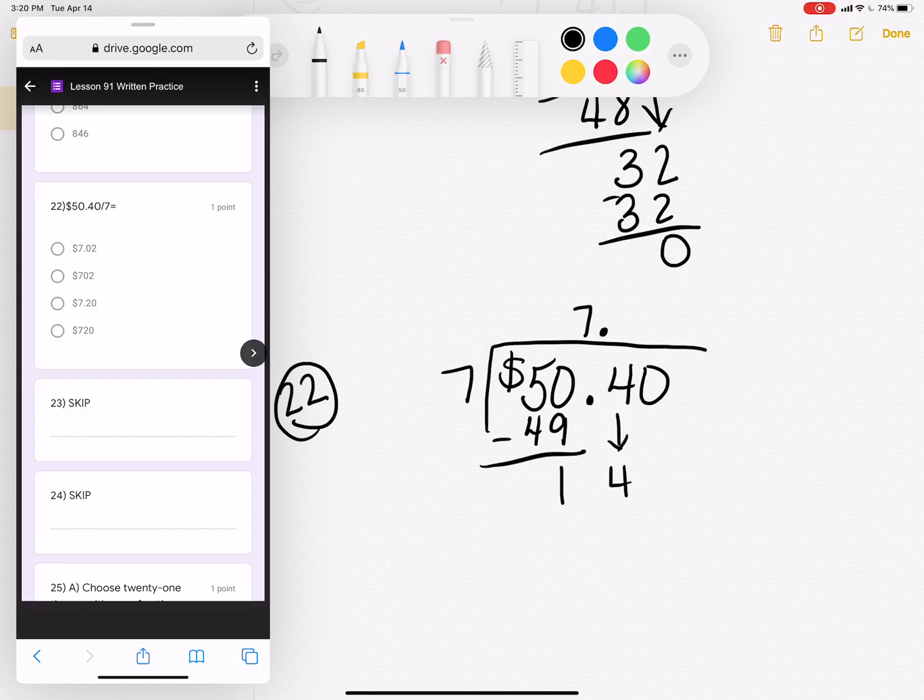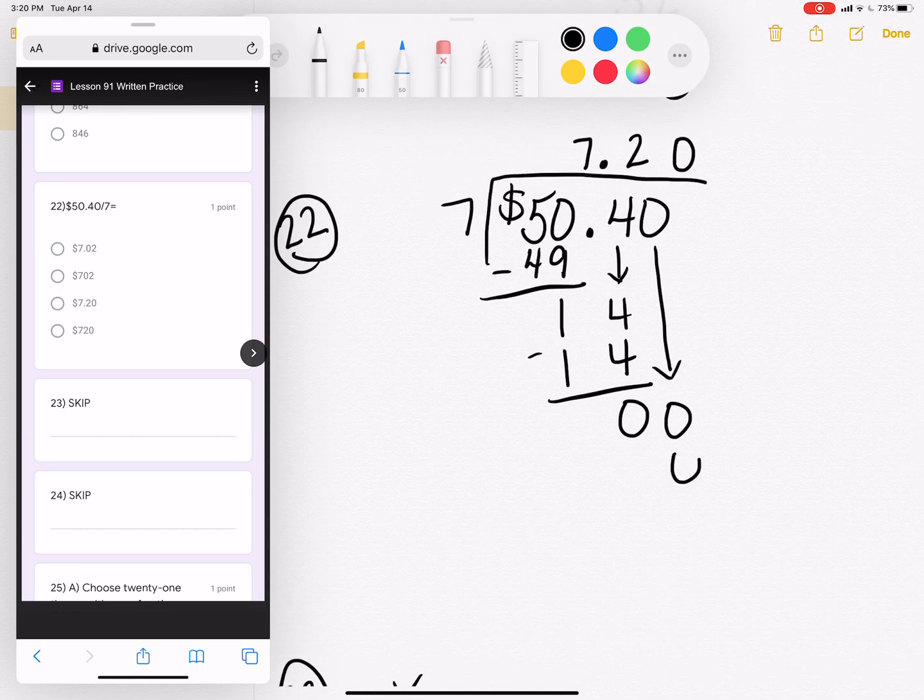Bring down a 4. 7 times what is 14? 7 times 2 is 14. Subtract, and you have a 0. Remember to just keep going until you run out of digits. How many 7s are in 0? 0. 7 times 0 is 0. Subtract, and you have none left over. So your answer is, for number 22, $7.20.